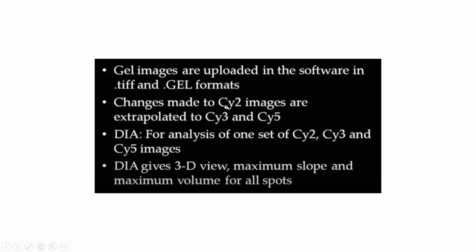So how do we do analysis? You will take those gel images after visualizing them at different excitation emission wavelengths, Cy2, Cy5, and Cy3. Now they are uploaded in the DeCyder software, and the changes made to Cy2 images are extrapolated to Cy3 and Cy5. So what does this mean? Cy2 is your internal standard. That specific gel will be used for checking whether these two sample dyes have similar spots or similar gel separated proteins, and if there is any difference which is not present in Cy2 but present in Cy3 and Cy5, they are eliminated. That's how this analysis can be done.